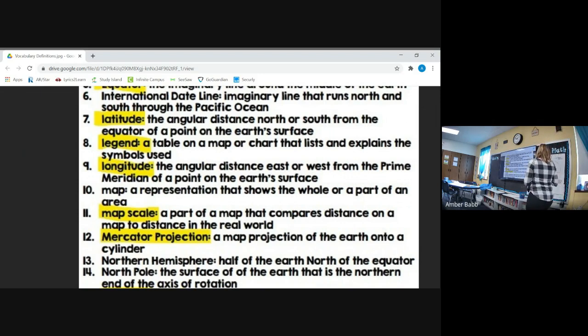Legend. And then Eastern Hemisphere and Western Hemisphere. We talked about that a little bit when we did the Prime Meridian. Let me see. I think they're on here.